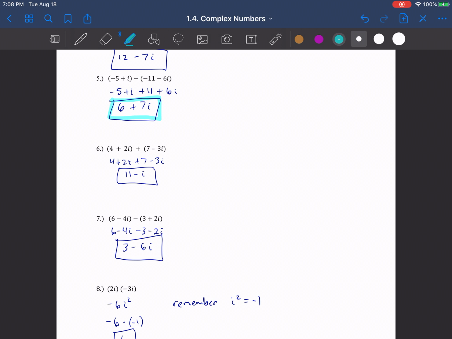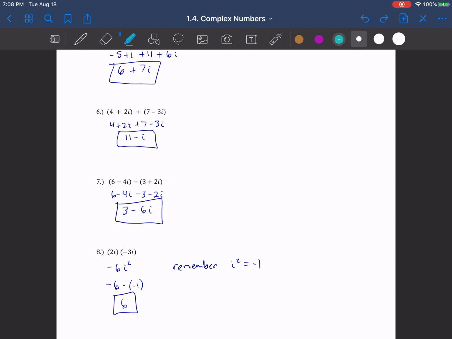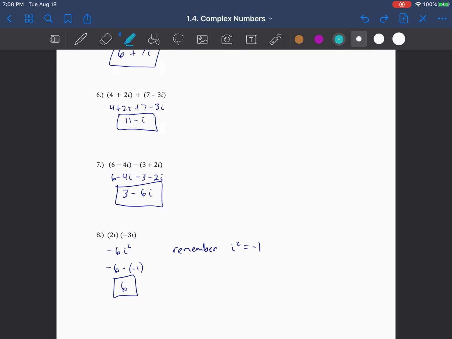All right. The next ones, there's nothing really too much more complicated going on here. This one is an addition, this one's another subtraction. So just try and follow through and do what I did there, and you should be able to get it.